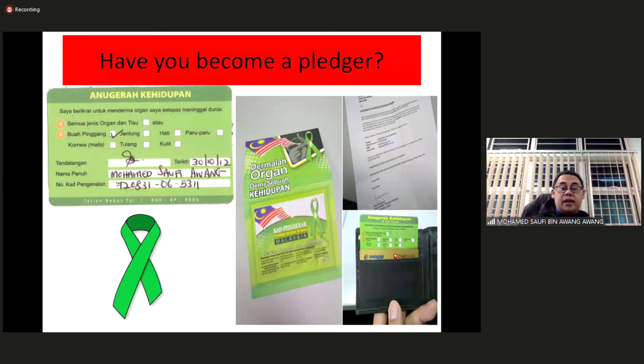Alright, I think this is the end of my presentation today. I'm one of the organ transplantation patients. This is not a gimmick, this is a real one. So I hope the rest will follow also. Okay, so with that, thank you very much. Assalamualaikum warahmatullahi wabarakatuh. If there are any questions, I am happy to take them.